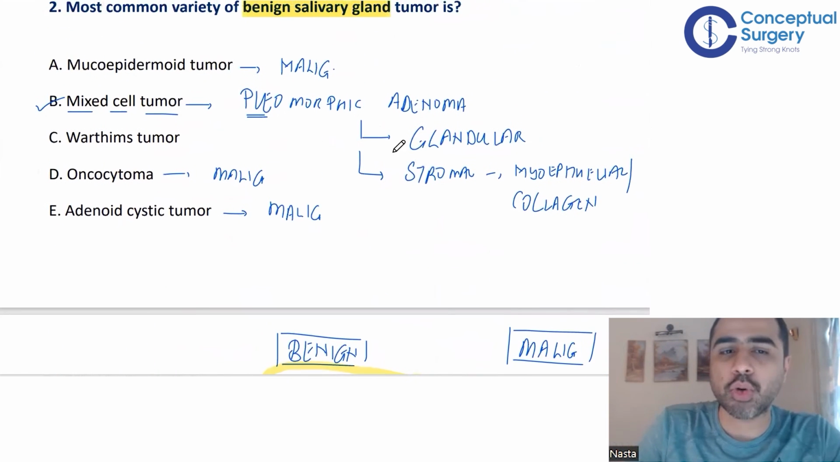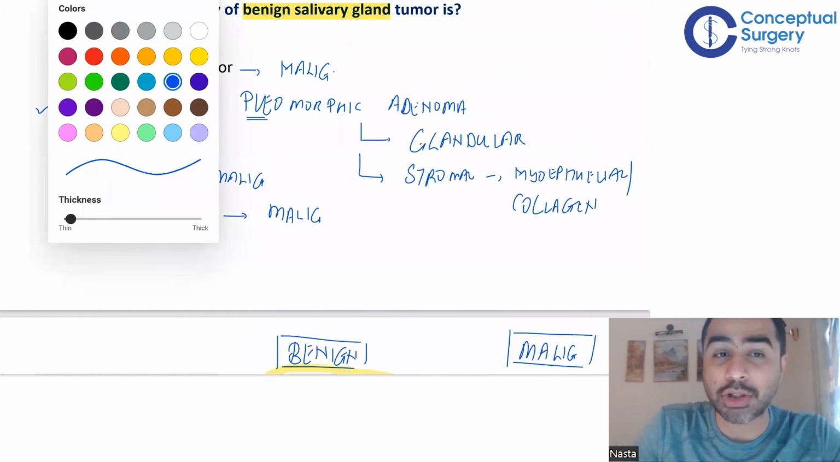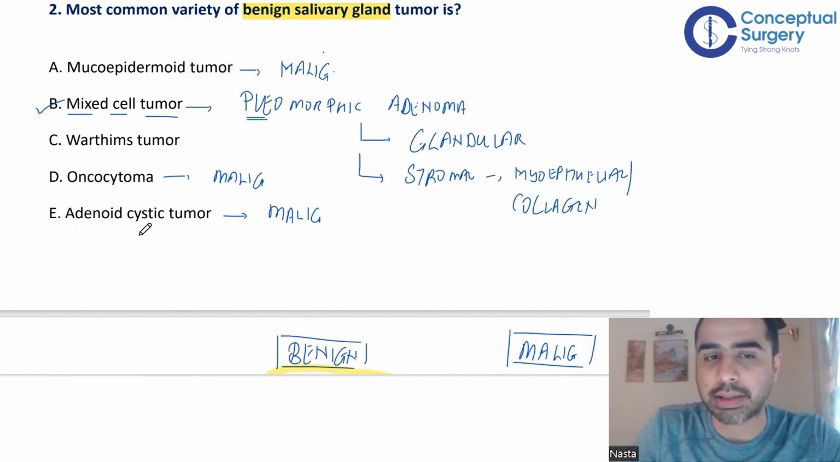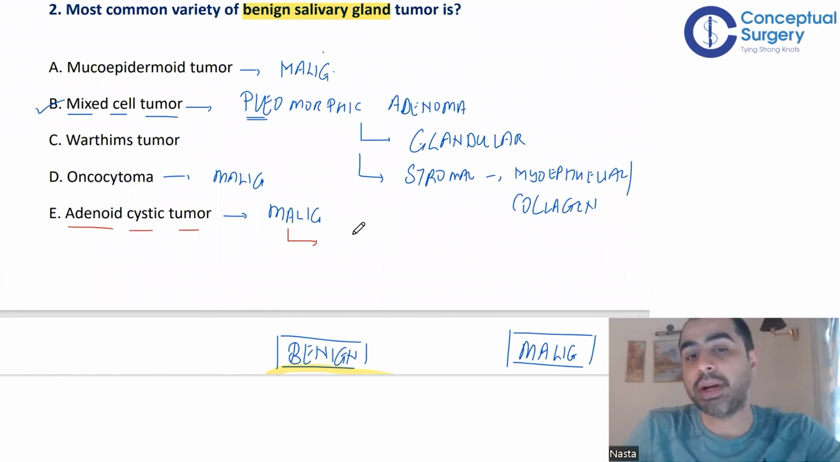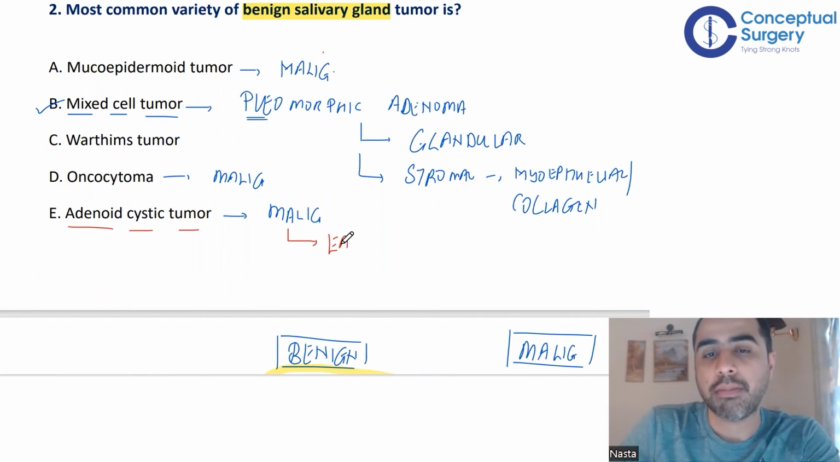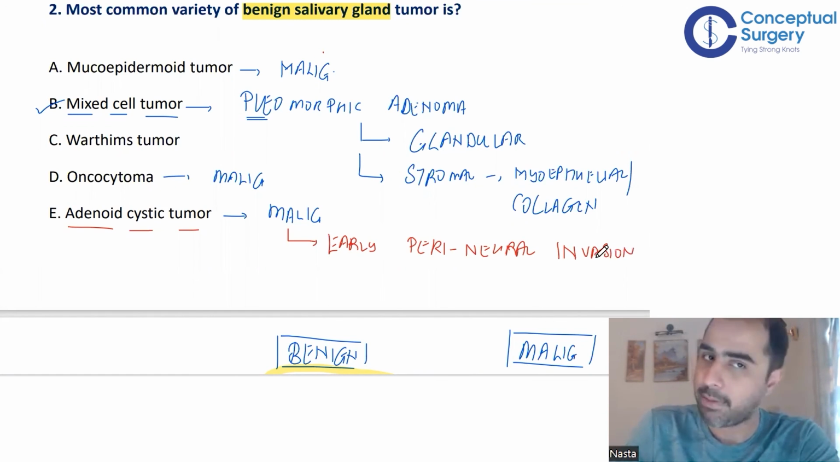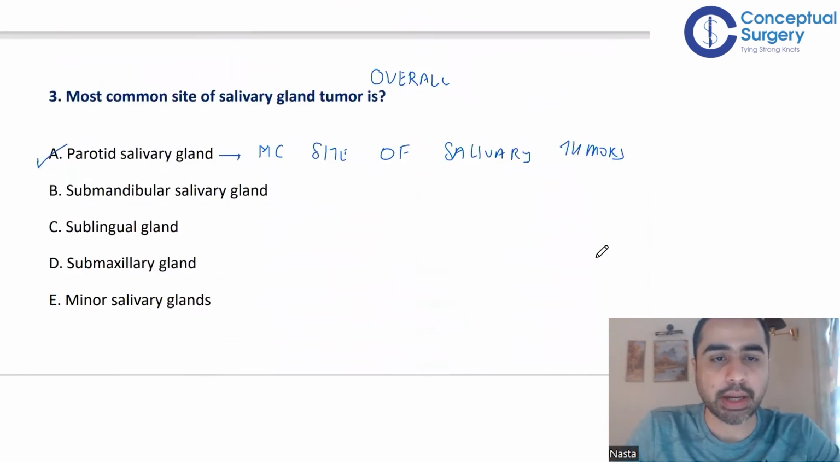What is unique to adenoid cystic carcinoma? It shows a unique property, since we are discussing it. What is the unique property of adenoid cystic tumor? This can also come in MCQ. It shows early perineural invasion. Fine, right? Okay, let's move.